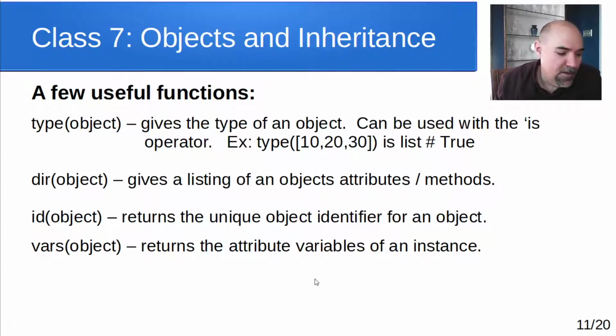Okay, there are also a few useful functions for dealing with objects in Python. One is type. We just saw that a second ago. Another one is dir, which gives you a listing of all of the object attributes and methods, kind of like a big list of those. ID we saw as well; that returns the unique identifier for an object. And then vars: if you put vars of an object, that will give you a list of the variables that are in some instance of an object.